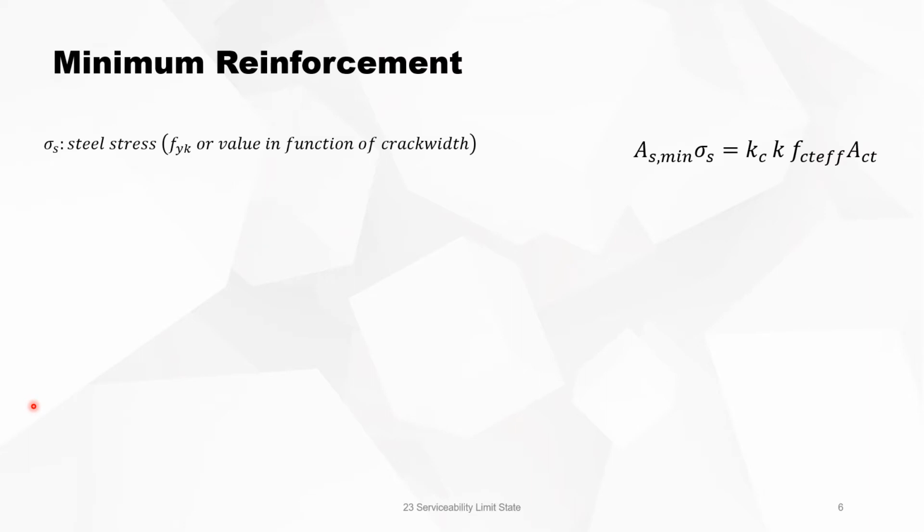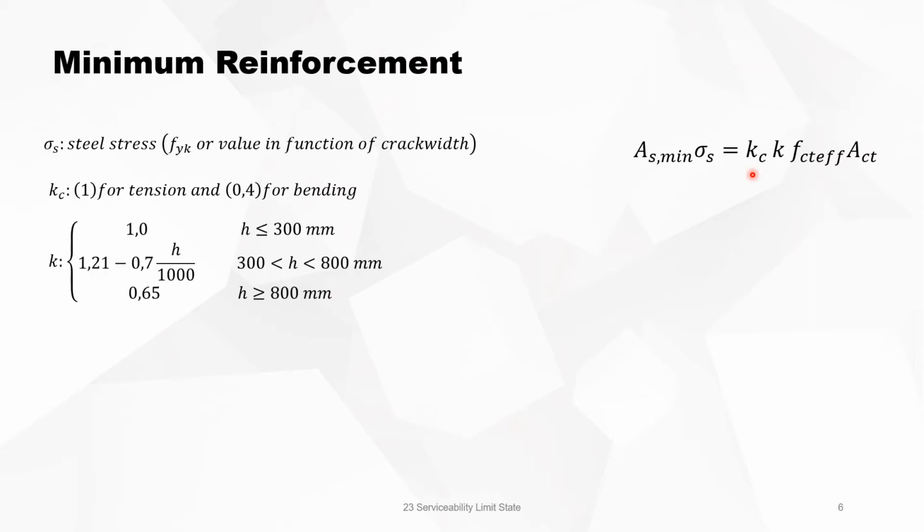Now, if we analyze this formula, we have here sigma S, and sigma S can be taken equal to FYK or to a lesser value which corresponds to a crack width limitation. So if there is no specific crack width limitation, then sigma S is taken equal to FYK, otherwise it will be limited. The factor Kc is 1 for tension and it's 0.4 for bending.